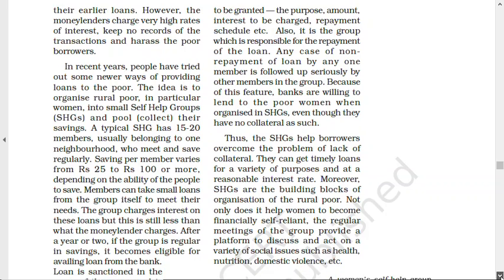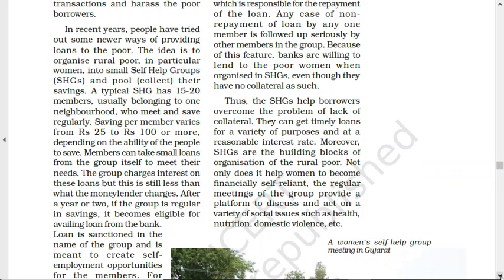So banks have this target also, that if SHGs are there, you have to find them, or you have to help them to organize SHGs. So banks have not only the commercial activity, they have the social engineering also. They have to take part in the social development of the area where they are located. Okay, so loan is all right. It becomes eligible for availing a loan from the bank.